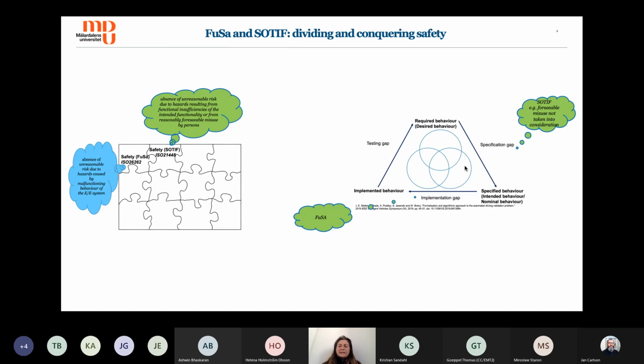SOTIF instead is focusing on the fact that you might have underspecified the functionality. So you might have missed something while you were capturing the behavior. For example, this is related to foreseeable misuse by the driver, and perhaps you have not designed a proper HMI, human-machine interface.